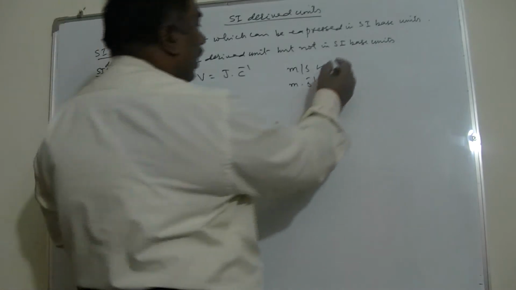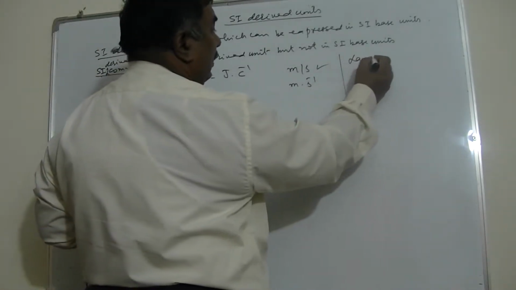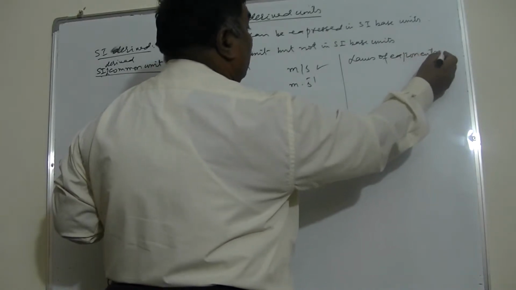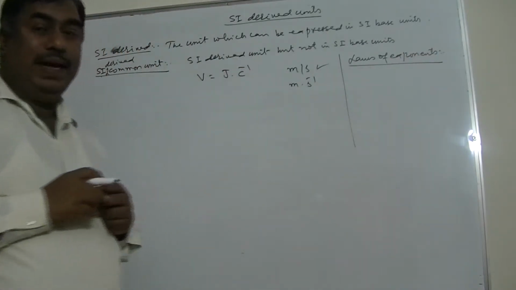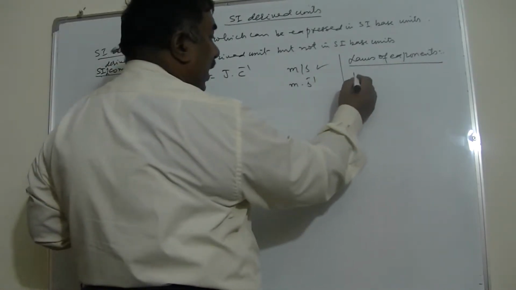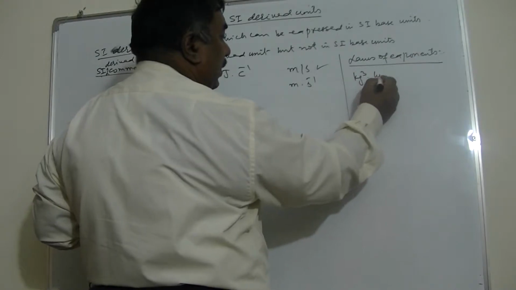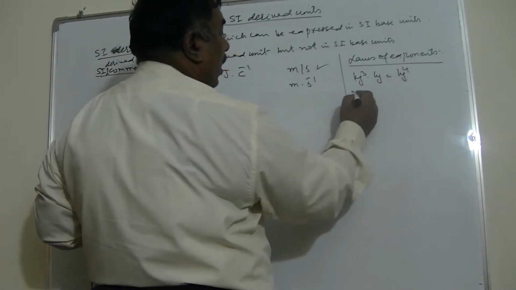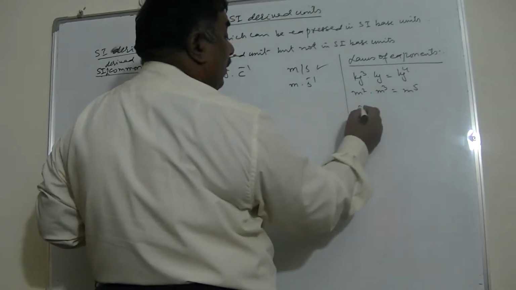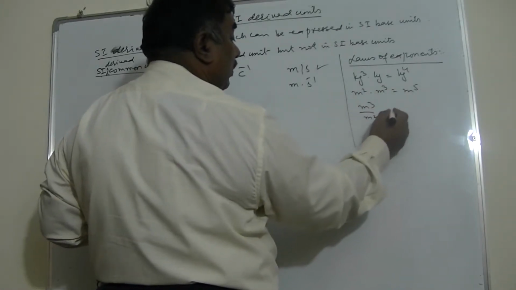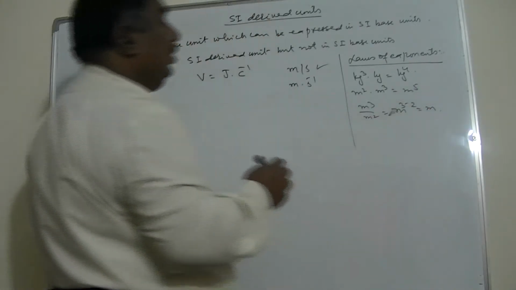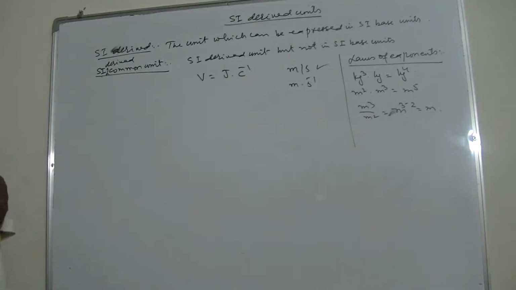So all the exponent notations are used here. SI derived units follow the laws of exponents. Laws of exponents means when the same units are multiplied, their powers will be added. When they divide, their powers will be subtracted. For example, kilogram cube into kg will be kilogram power 4, or meter square into meter cube will be meter power 5, or meter cube upon meter square will be meter power 3 minus 2, or just meter. So the laws of exponents are always followed.